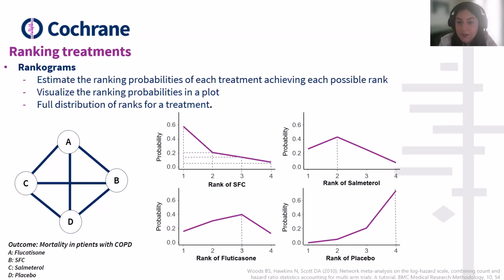For SFC, the probability of ranking first is approximately 0.6, ranking second around 0.2, and ranking third or fourth about 0.1 each. So among all interventions, SFC has the highest probability of ranking first, salmeterol is most likely to rank second, fluticasone third, and placebo is most likely to rank last.